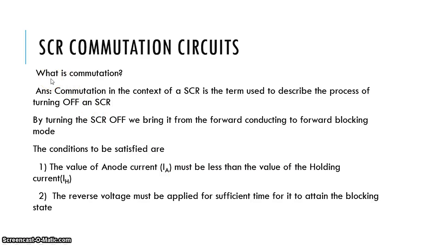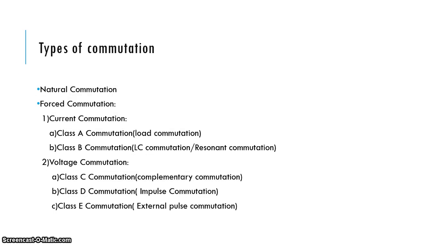And the next question that might arise is, what is commutation? Commutation in the context of an SCR is a term used to describe the process of turning off an SCR. By turning the SCR off, we bring it from the forward conducting to the forward blocking mode. And the conditions to be satisfied are the value of the anode current IA must be less than the value of the holding current IH, and the reverse voltage must be applied for sufficient time for the SCR to attain the blocking state.